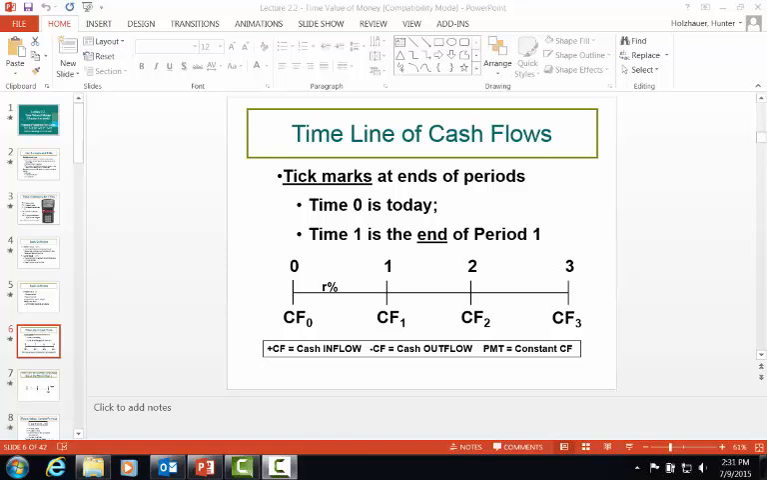Now, to think about the N or number of periods, let's first define tick marks. They're basically just the lines at the ends of periods. So the present value, time 0, is today, and then time 1 is the end of period 1. Now, some of you won't need to draw cash flows to figure out problems. Others will find it very helpful. It's really up to you. However, I wanted to expose you to one right off the bat so that you can start to see how you might go about creating a timeline.